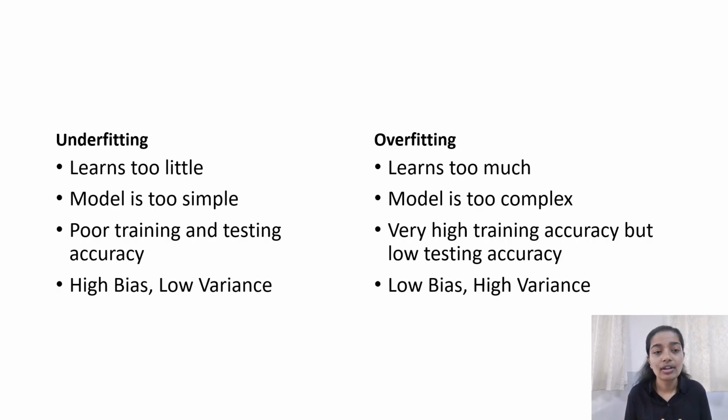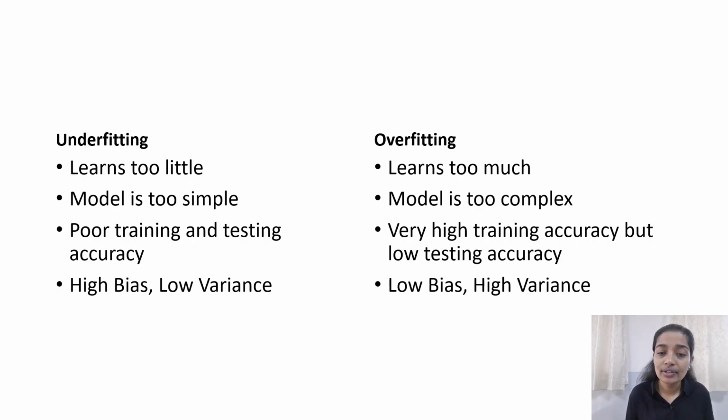This is overfitting. When it comes to underfitting, the model is so simple. It is like it doesn't know anything, it can't even predict the outliers, it can't predict what the patterns are, it can't perform anything. So the model is very simple when it comes to underfitting. And overfitting is when the model becomes so complex that it starts picking up the noise also. So that model is very complex. Then in underfitting we have poor training and testing accuracy. Both the accuracies are very poor.